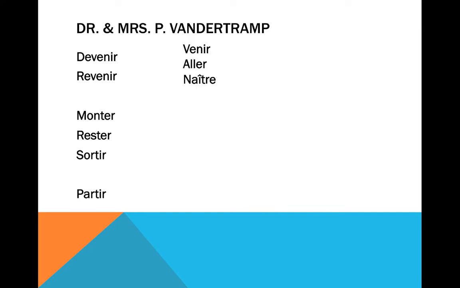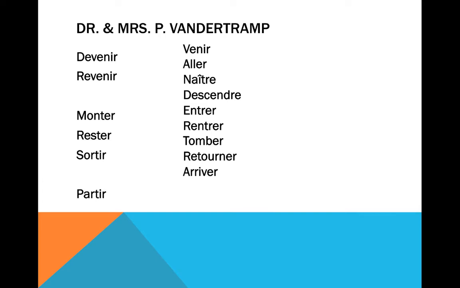naître, which means to be born, descendre, which means to go downstairs, entrer, which means to enter, rentrer, which means to re-enter, because that re right before it means to do again, tomber, which means to fall, retourner, which means to return, arriver, which means to arrive, mourir, which means to die, and passer is to pass. So any of these verbs will use être instead of avoir as the helping verb.